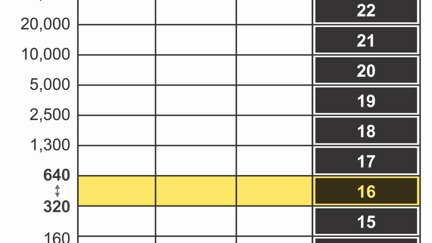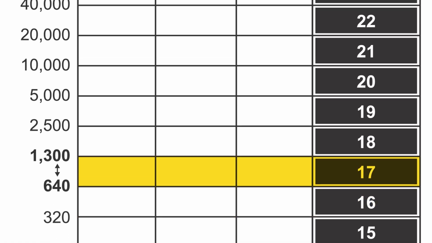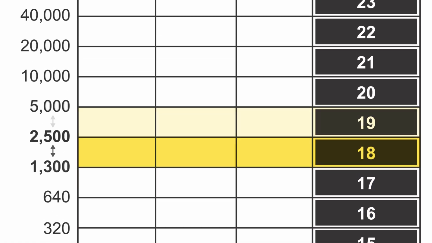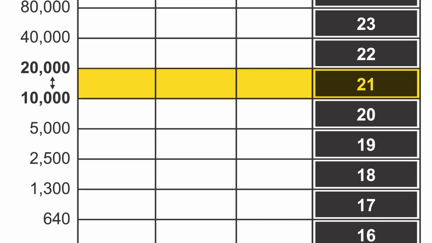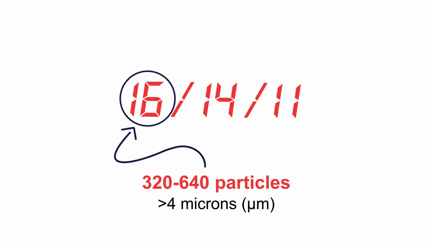The numbers in the ISO code correspond to a standardized chart which outlines different quantity ranges of particles in a 1 milliliter fluid sample. So, if the first number in your ISO code is 16, that means that there are between 320 and 640 particles larger than 4 microns in your fluid sample, and so on.